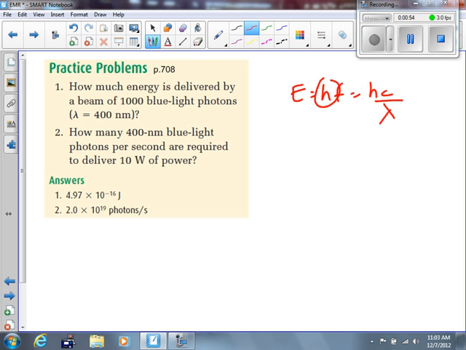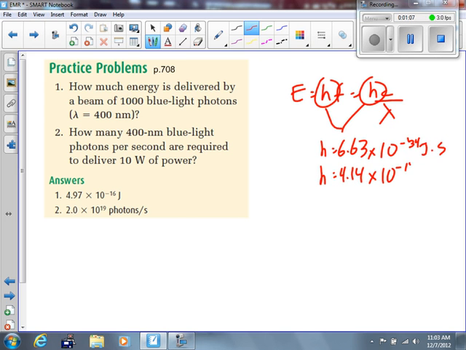The value of h, it's a constant, but there's two values that we can use. 6.63 times 10 to the minus 34 joule seconds, or 4.14 times 10 to the minus 15 electron volt seconds. This one always works. This one we said sometimes works. In fact, most times it does.